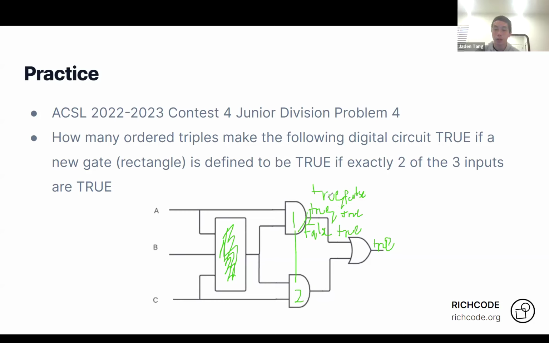So the first case where this is true and the second one is false means that A, B has to be true and C is false. So that gives us 1, 1, 0. The case where it's true and true means these two have to be true and B has to be false. So that's 1, 0, 1. And the third case where this output's false, true means A has to be false and these two have to be true. And that just gives us a total of 3.